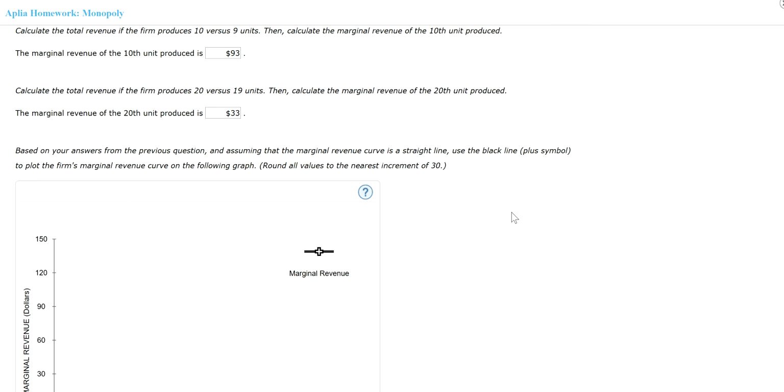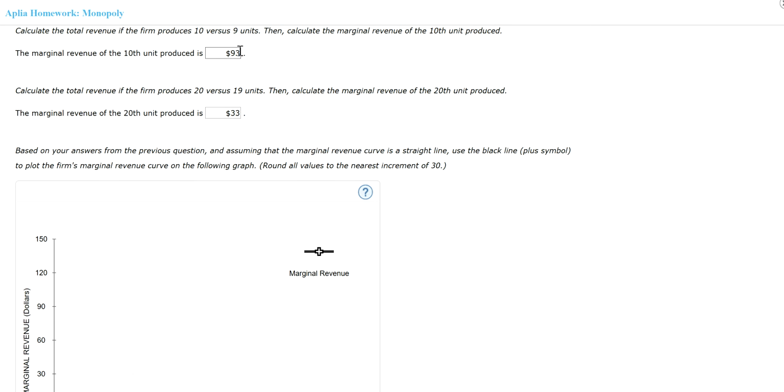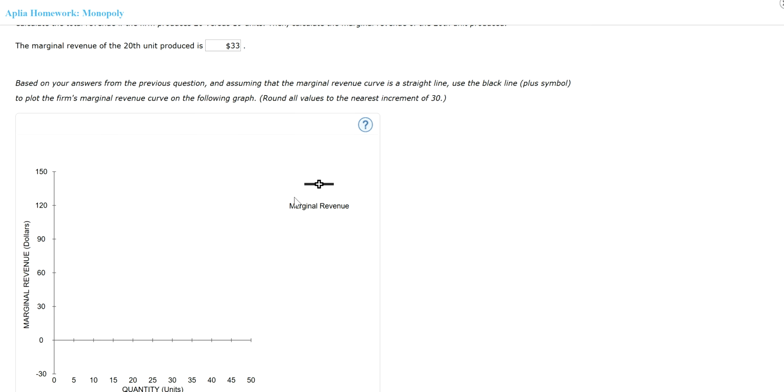All right, and then based on your answer from the previous question and assuming the marginal revenue curve is a straight line, use a black line to plot the marginal revenue curve on the following graph. Round all values to the nearest increment of 30. Okay, so for the 10th unit, the marginal revenue is 93, and I'm going to round it to its nearest 30, so it'll be 90. So unit 10, 90, this is the first one.